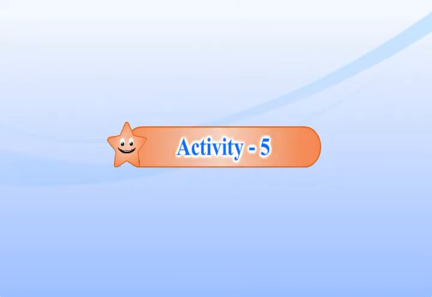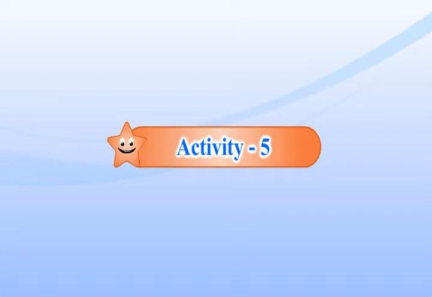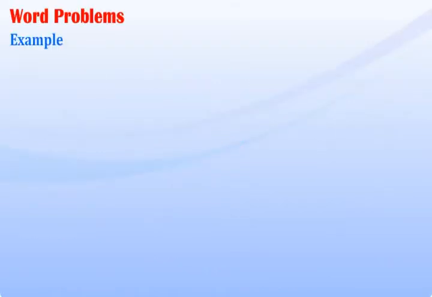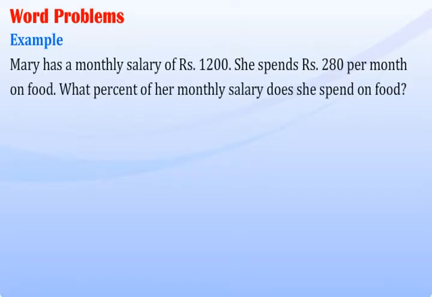Activity 5. Find. Word problems. Example, Mary has a monthly salary of 1,200. She spends rupees 280 per month on food. What percent of her monthly salary does she spend on food?